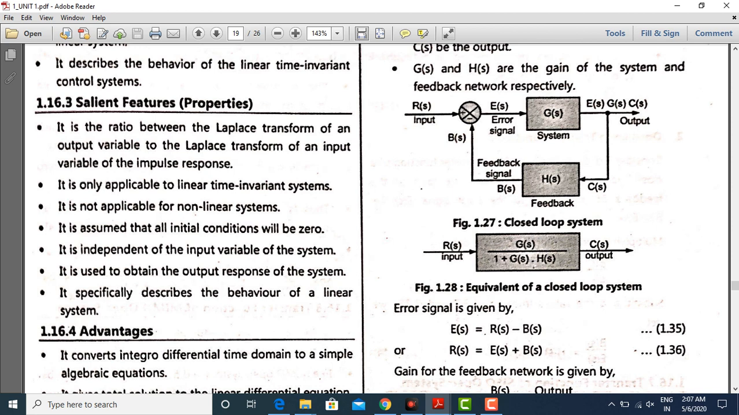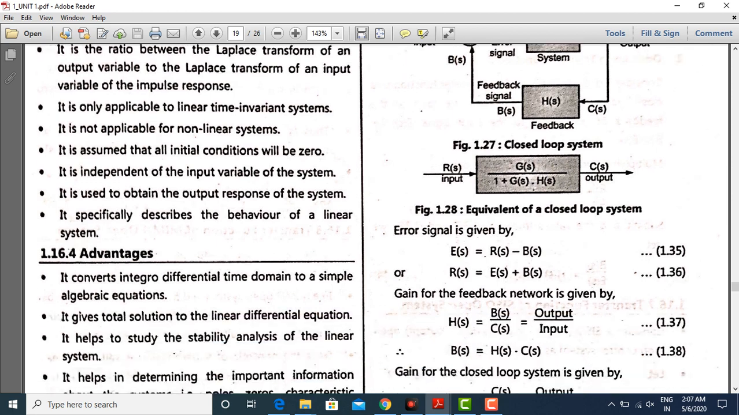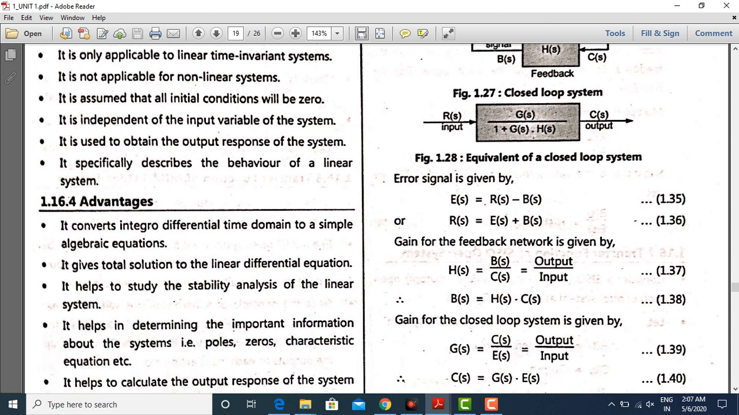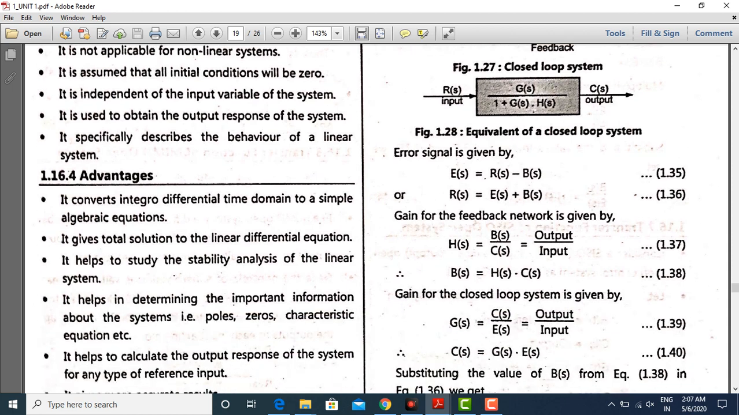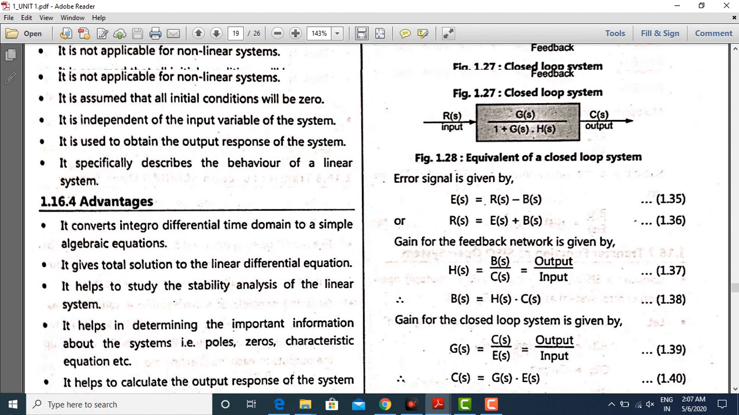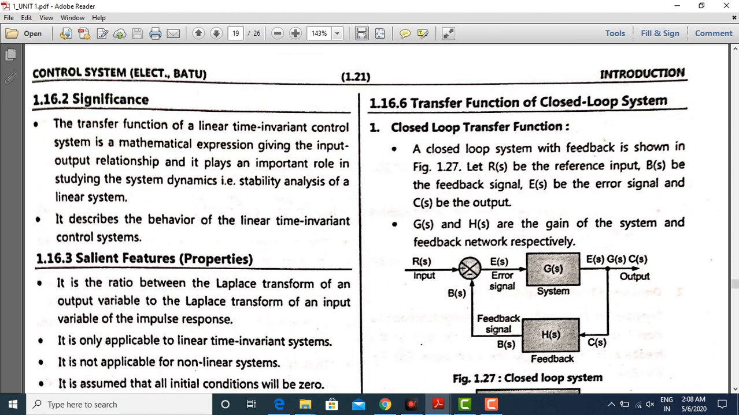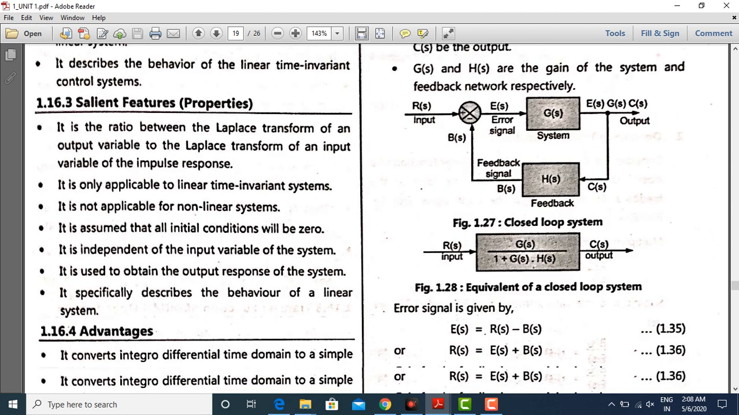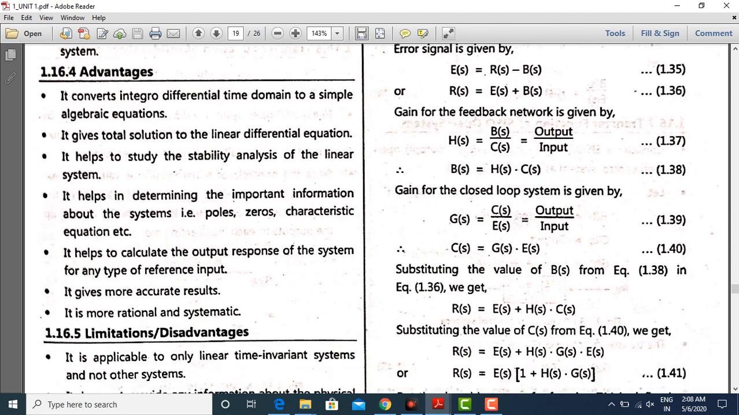Already in class I have told you, multiply the last two consecutive equations. This signal b of s is coming from this, so c of s into h of s will be b of s. Okay, now moving to the next, I need to calculate the c of s. How am I going to calculate the c of s? Last two consecutive multiplication, e of s into g of s. So here it will be g of s into e of s.